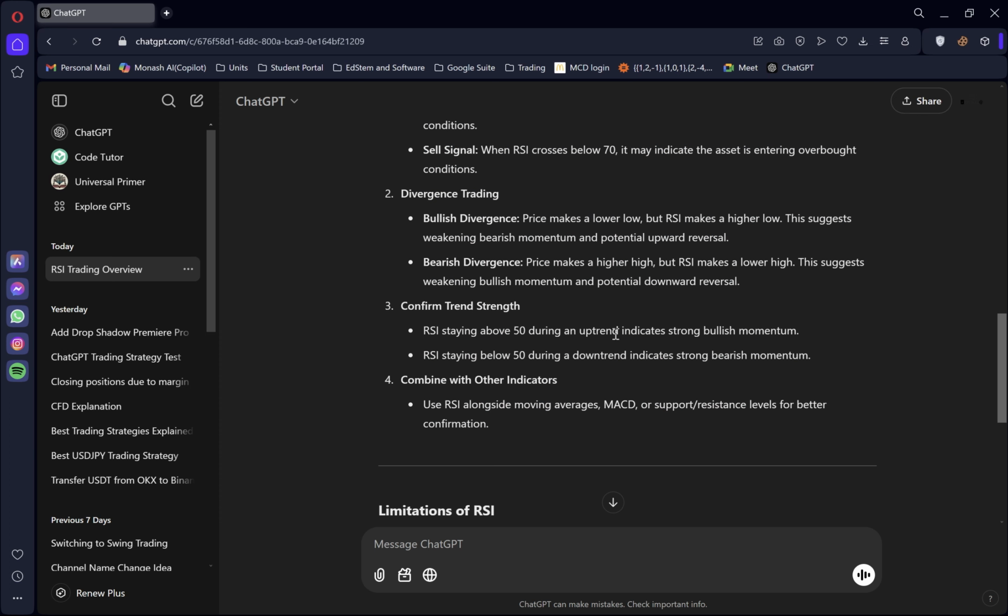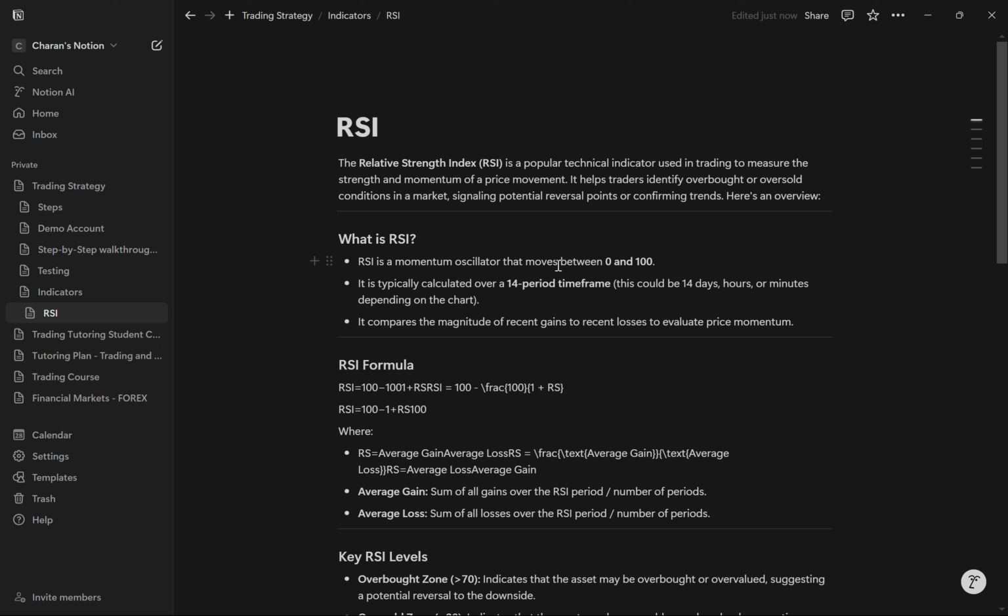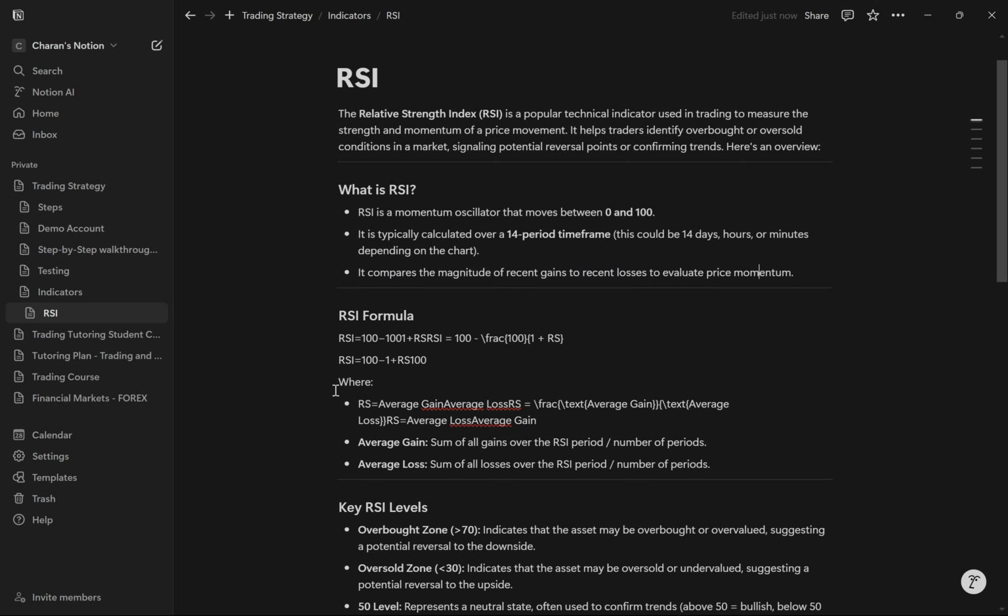So the relative strength index is a popular technical indicator used in trading to measure the strength and momentum of a price. It helps traders identify overbought or oversold conditions in the market, signaling potential reversal points and confirming trends. RSI is a momentum oscillator that moves between 0 and 100. It's typically calculated over a 14-period time frame. This could be 14 days, hours, or minutes, depending on the chart. It compares the magnitude of recent gains to recent losses to evaluate price momentum. We don't need to worry about the formula.